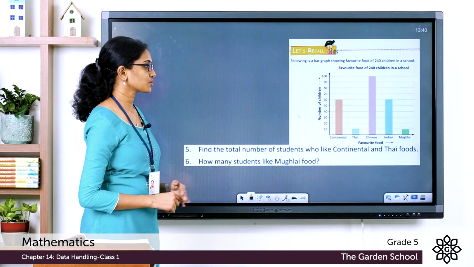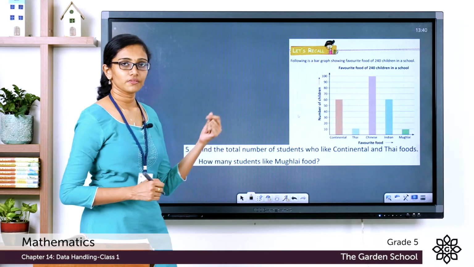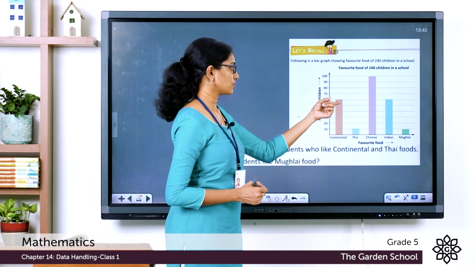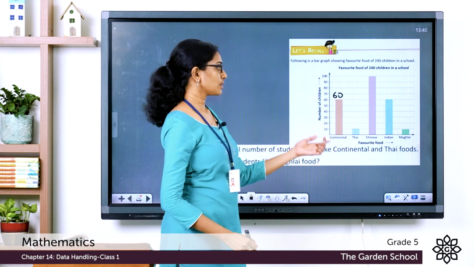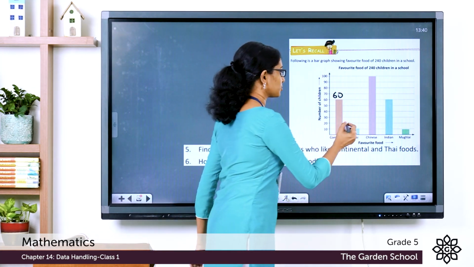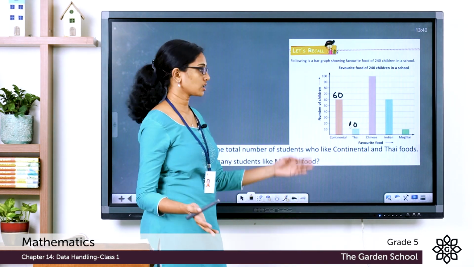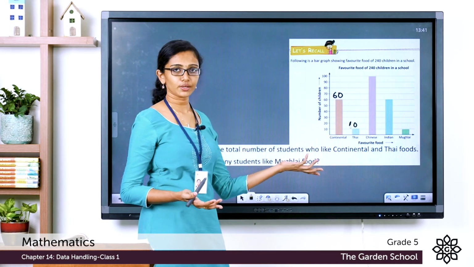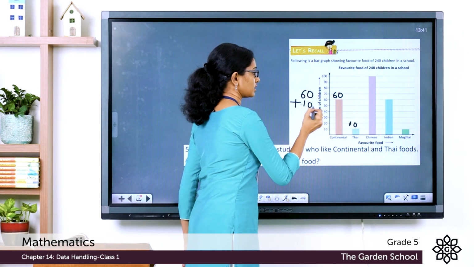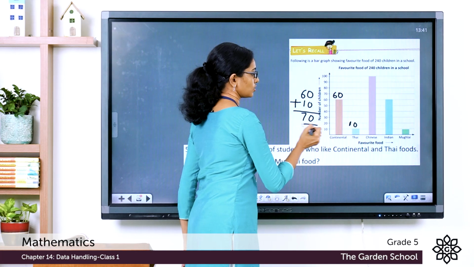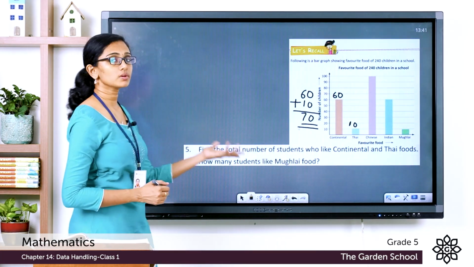Find the total number of students who like continental and Thai foods. So let's find out how many students like continental food. It is equal to a number of 60. Now the number of students who like Thai food is equal to 10. So what is the total? The total number of students who like continental and Thai foods is equal to 60 plus 10, which is equal to 70.